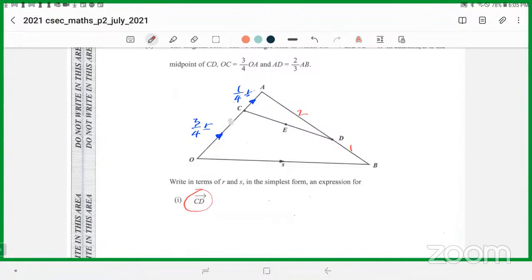So if you look at the diagram now, guys, and see how you go from C to D. We don't have the position vector of D. We have the position vector of C, because OC is 3/4 of R. But we don't have the position vector of D, so we're not able to use OD minus OC just yet, because we don't know OD.